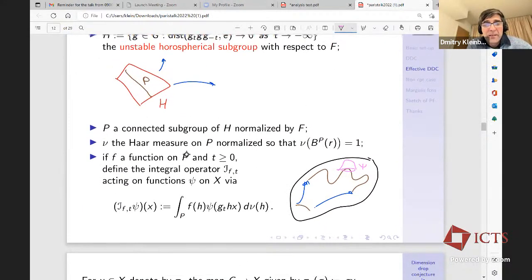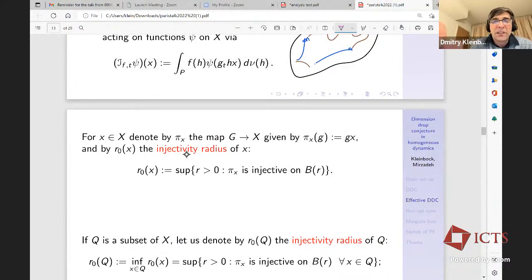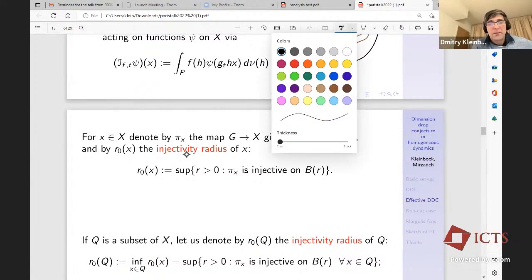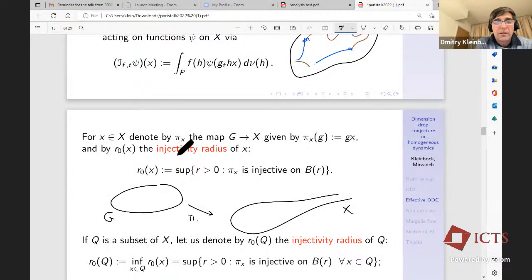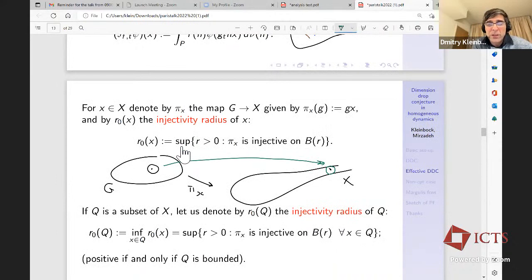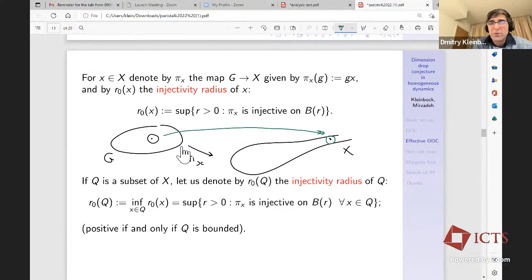And another technical ingredient is the injectivity radius, which will be important. So if you have my homogeneous space X, and this is the group G, and this is the projection pi sub X, which sends the identity element to X, then you are interested in this biggest R such that the projection is injective. So when you get from here to here, you don't glue points together by this pi X. And R0 will be the injectivity radius of a point or of a set. It is positive if and only if this set is bounded. Okay, so as you go to the cusp, you'll get smaller and smaller injectivity radii.